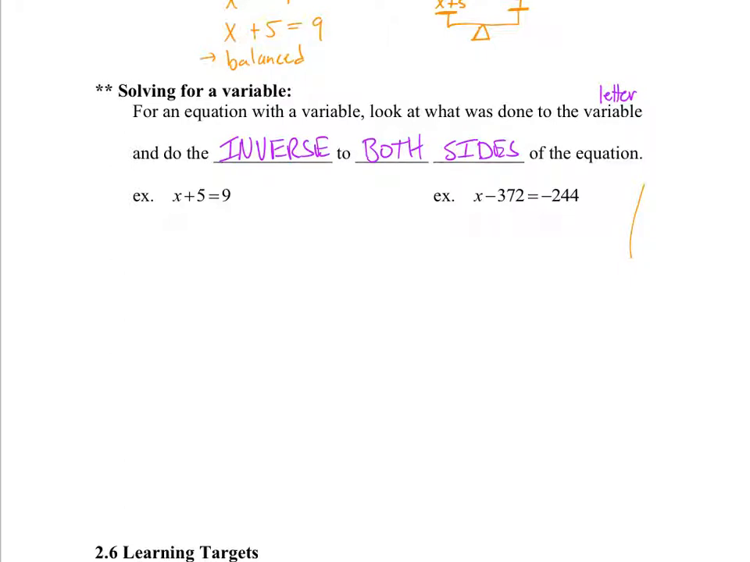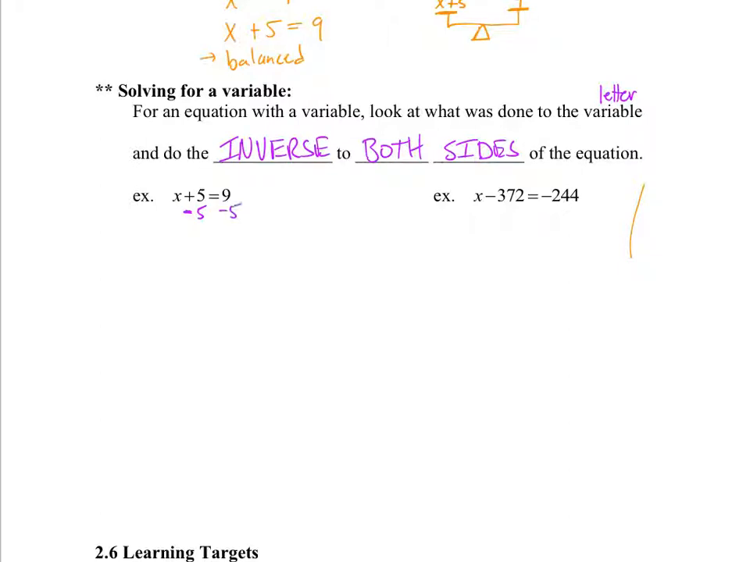So let's look at an example here. What's the variable in the first example? X is our variable. What is being done to x? We're adding 5 to x. So what's the inverse, the opposite of adding 5? Remember, a couple days ago we did inverse. We said if you walk up 5 stairs, you've got to walk down 5 stairs. So we're adding 5. What's the inverse? Subtract 5.